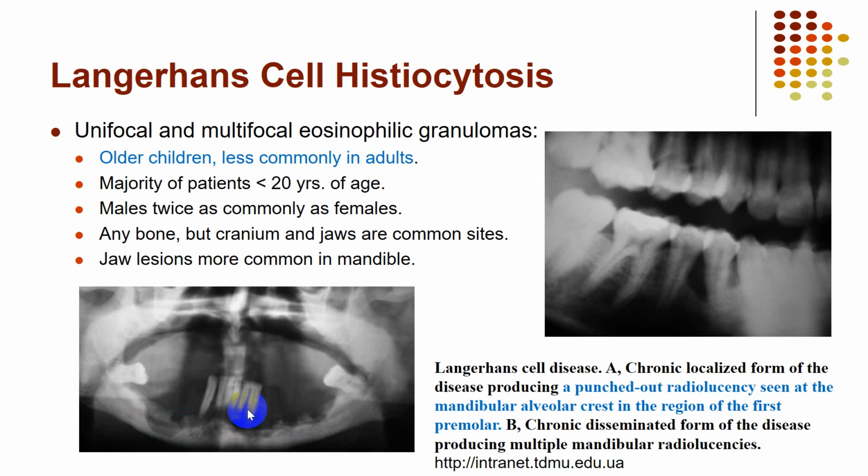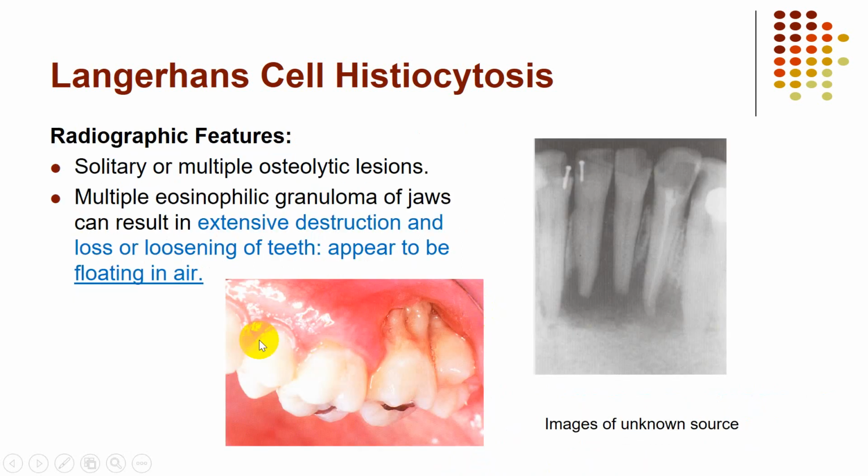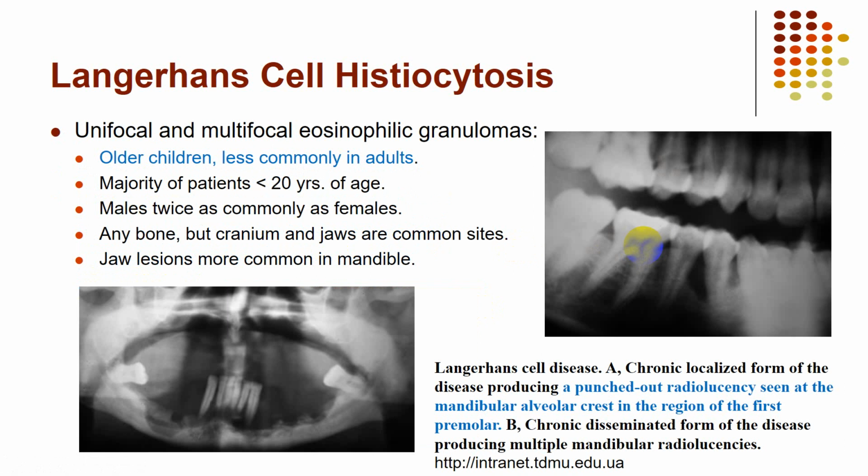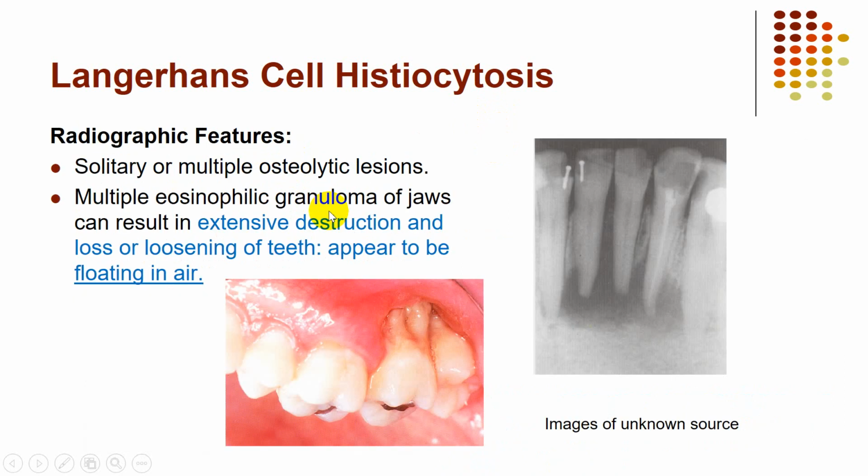Look at the mandibular central incisors and the bone loss surrounding them. For Langerhans cell histiocytosis, radiographically, we usually use "floating in air teeth" to describe the teeth surrounded by this radiolucent area caused by the destruction, and this is commonly seen in Langerhans cell histiocytosis or LCH. Langerhans cell histiocytosis occurs more in children, more commonly in the females, more in the mandible.